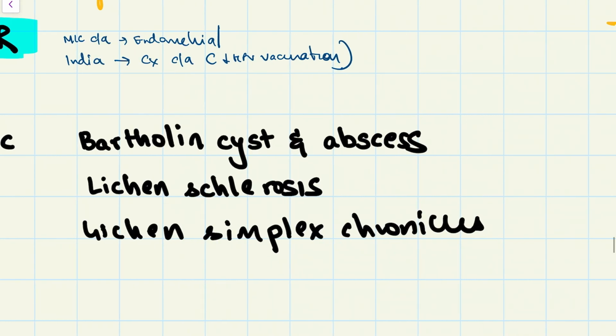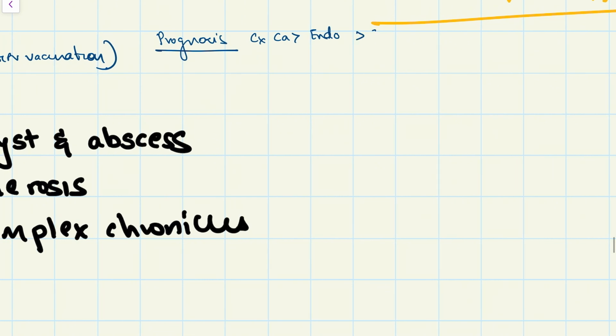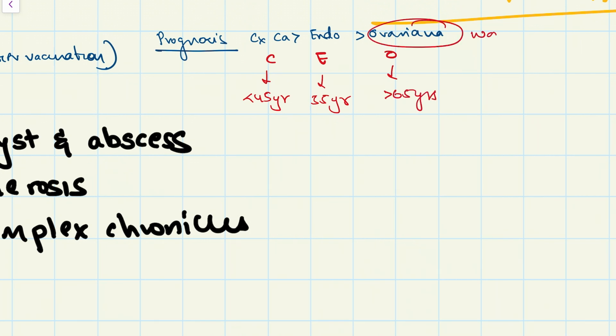Now for prognosis, the best prognosis is of cervical cancer, followed by endometrial cancer, followed by ovarian cancer. You can remember it by the mnemonic CEO, and this is also the age criteria. Cervical cancer is usually seen in less than 45 years of age, endometrial in about 55 years of age, and ovarian cancer is seen in more than 65 years of age, and also this is worse prognosis.